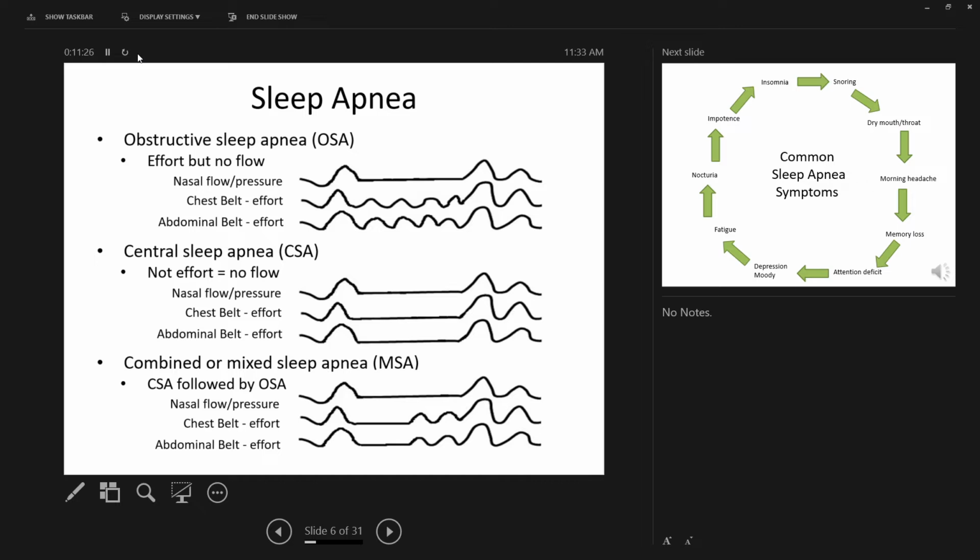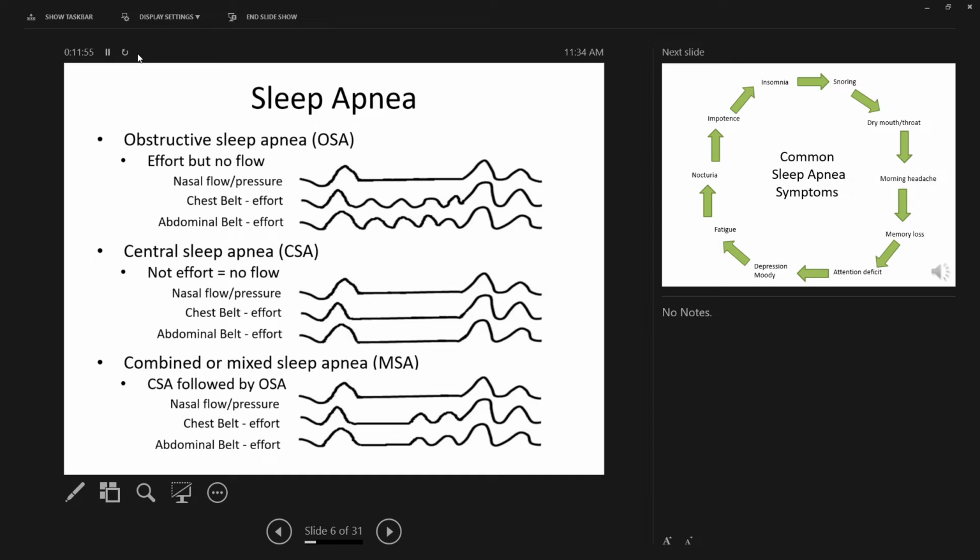So if we look at this OSA figure, the nasal flow pressure, you can see there's a blip that goes up and then it's a flat line. That means there's no airflow. But if you look at the chest and abdominal belt, you can see squiggly lines, and each one of those squiggly lines going up represents the person trying to initiate a breath. So their chest and abdomen are moving, but there's no flow. This indicates an obstruction to flow, an occlusion in the upper airway.